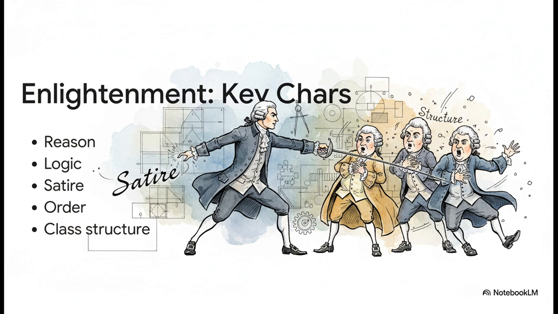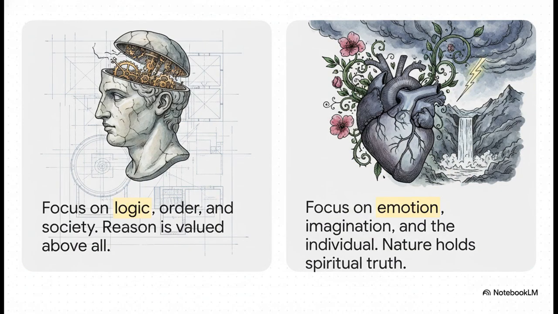rigid class structures. Here's an exam tip. If a question mentions Alexander Pope or Jonathan Swift, the answer is almost definitely satire. And this slide right here just brilliantly illustrates the tension that was brewing. The Enlightenment's intense focus on logic, society, and reason was about to spark a powerful rebellion.